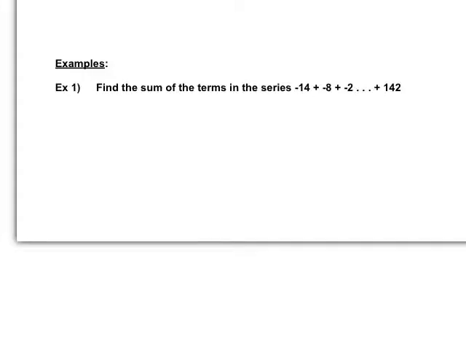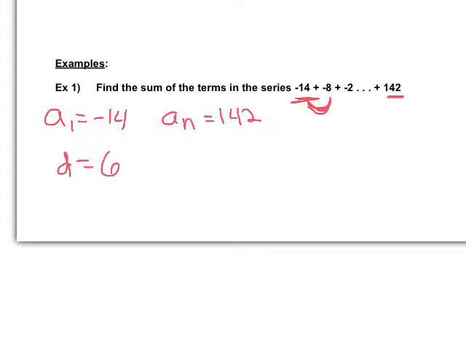So what you should know is we have a sub 1. A sub 1 is negative 14. We also have a sub n. A sub n is 142. So that makes things a little bit easier. I don't know how many terms are in the series, though. But I can get the common difference. The common difference in this case ends up being 6. So this is going to be a two-part problem because we need to find n in order to find the sum.